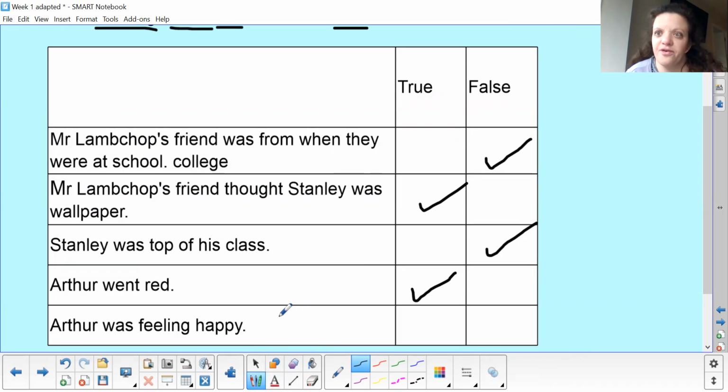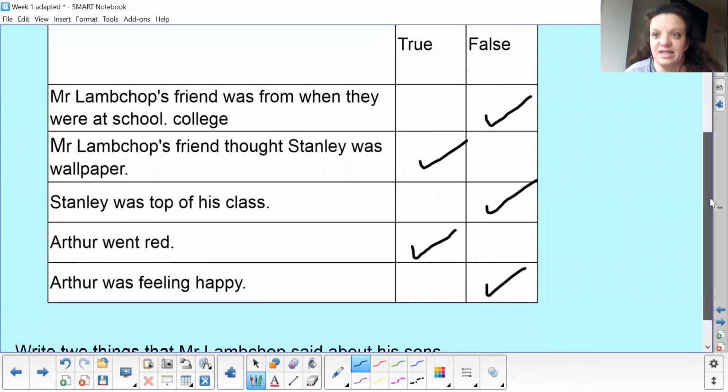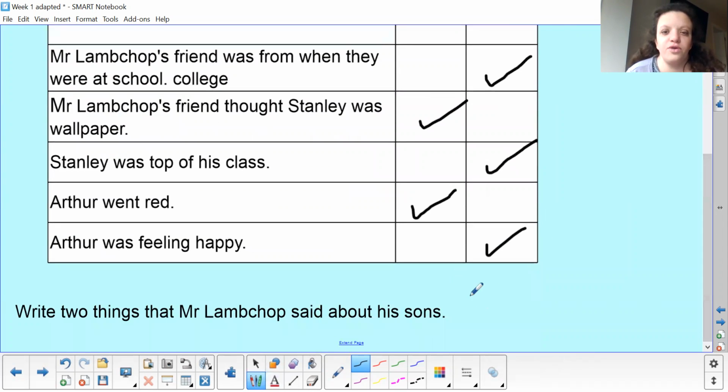And last one, Arthur was feeling happy. True or false? What do we think? Write it down. What did you put? I'm going to put false because he was saying phooey and he was quite jealous, wasn't he, that Stanley didn't have to walk and also he got soaked.